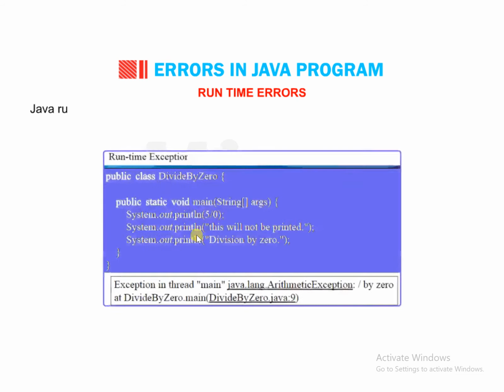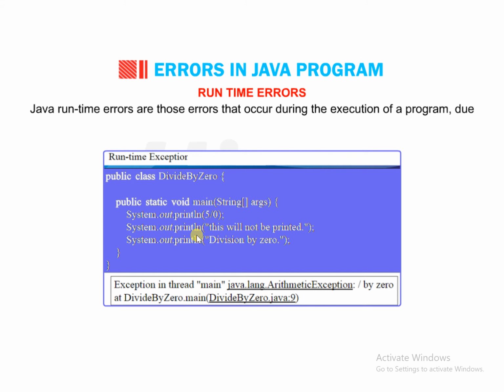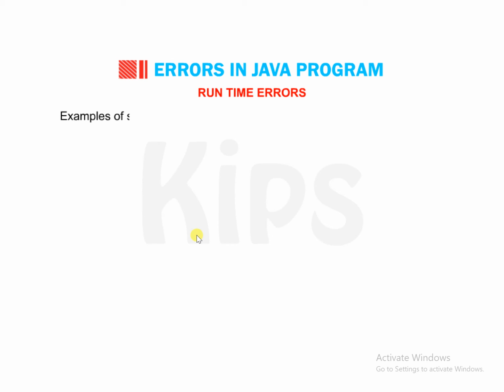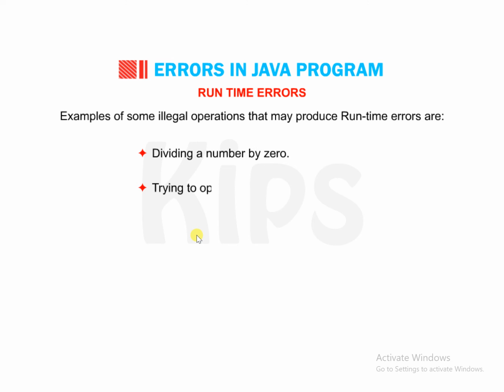Runtime errors. Java runtime errors are those errors that occur during the execution of a program due to some illegal operations performed in the program. Examples of some illegal operations that may produce runtime errors are dividing a number by 0, trying to open a file which is not created, and insufficient memory.